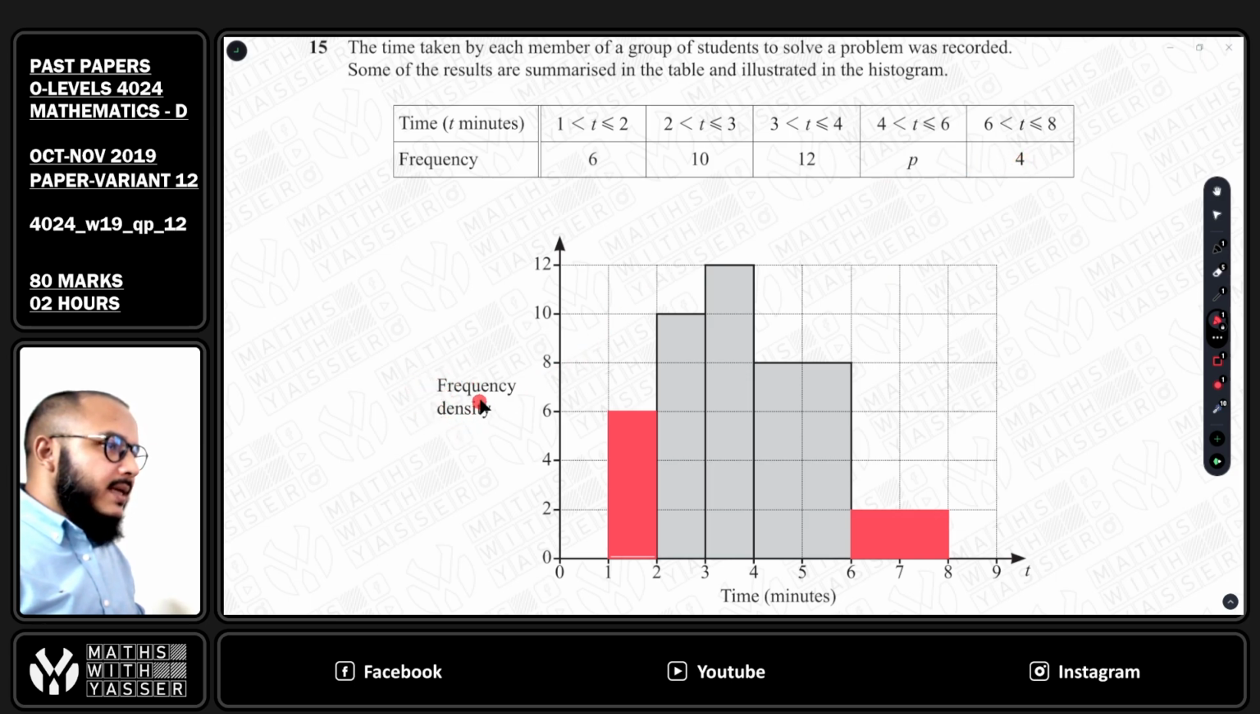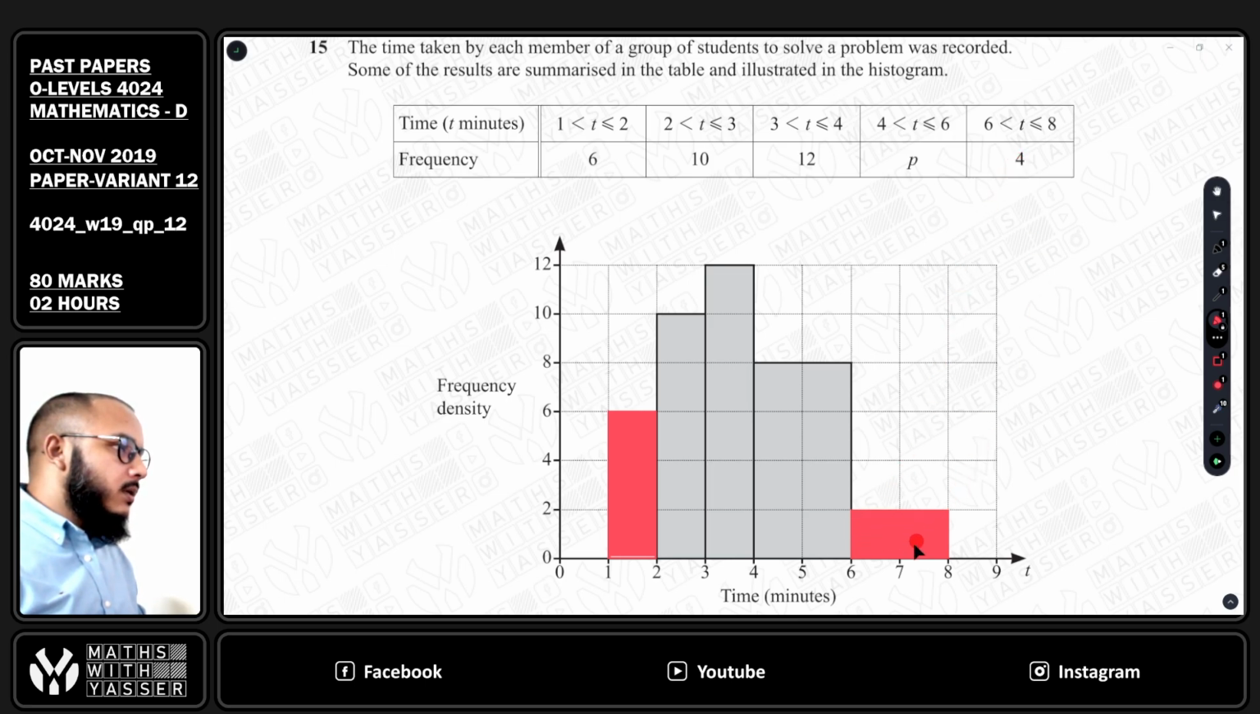Since again, as I said, it is frequency density on the y-axis, these red bars were not provided in the question, and this is what they have asked you to draw. So for the first class width, which is between 1 to 2, the gap is just 1. 2 minus 1 is 1. So frequency density is frequency over class width. So frequency over class width is 6 divided by 1, which is 6. So the height of the bar will be 6 and the width is between 1 to 2.